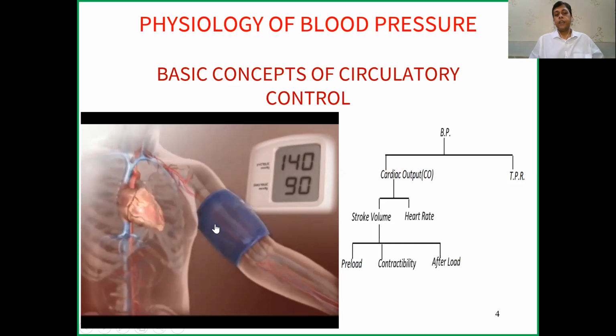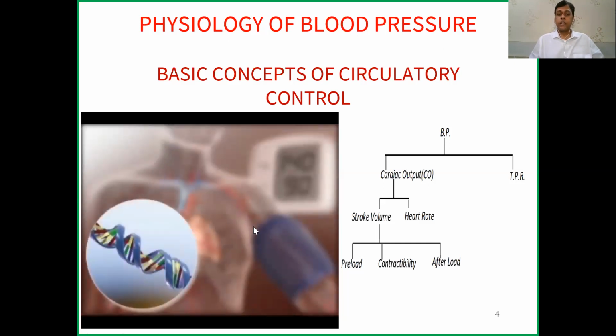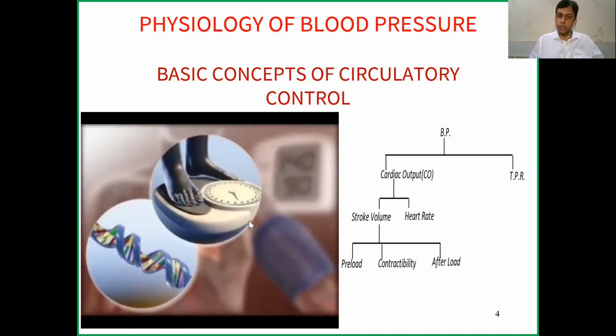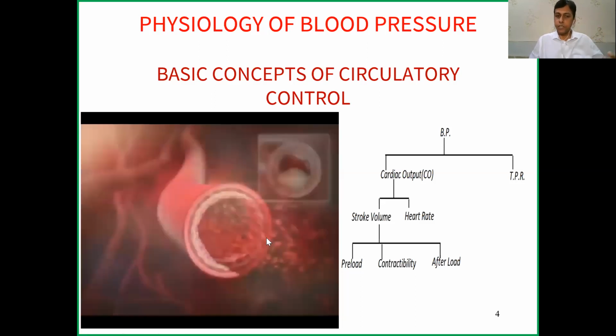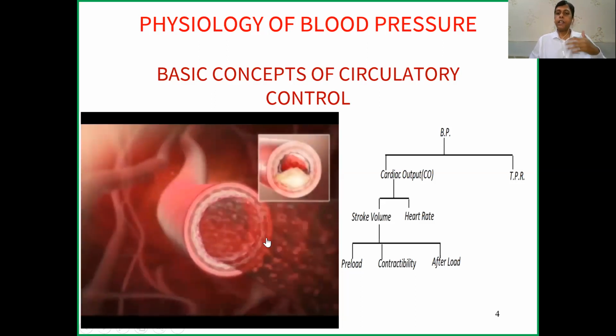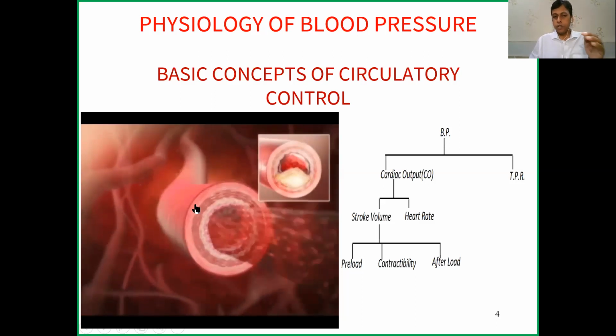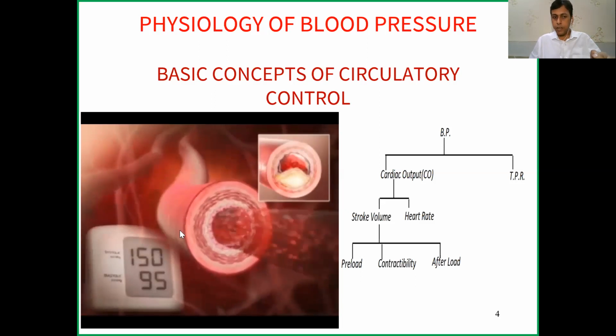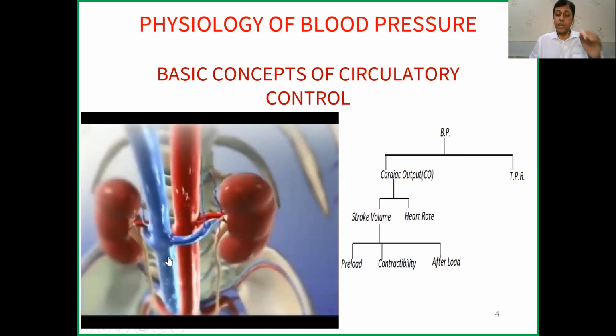Okay. Then the genetics, the lifestyle, food and obesity, everything is going to determine the blood volume, stroke volume, then cardiac output, and if cardiac output is more, then blood pressure will be more. And next is the total peripheral resistance, that is the resistance in the arteries, that is going to determine the diastolic pressure.